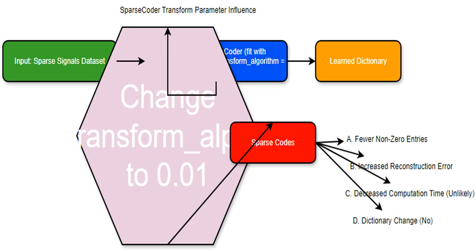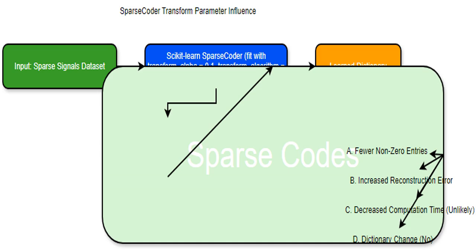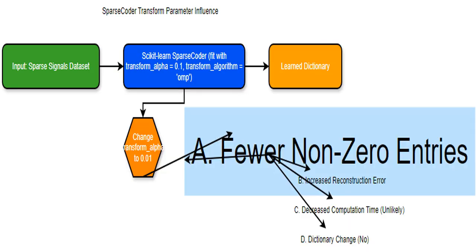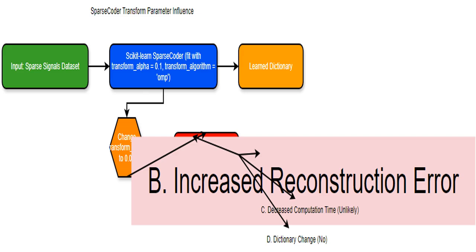Think of transform_alpha as a dial controlling how simple I want the representation to be. A lower value means I want an even simpler, sparser representation. These are the results, the simpler representations of the data that I get after making the change. It's a set of numbers showing how much of each dictionary element is needed to reconstruct the original data. By decreasing transform_alpha, I'm forcing the model to use fewer dictionary elements to represent the data. This results in sparser codes, meaning many entries in these codes will be 0. Because I'm forcing greater sparsity, the reconstructed data might not perfectly match the original data. The difference between the two is the reconstruction error, and it's likely to be larger now.